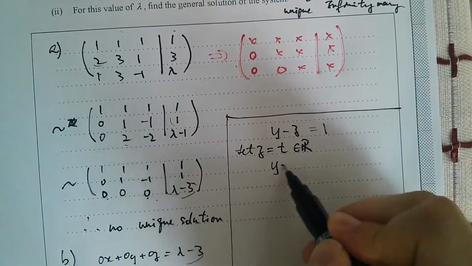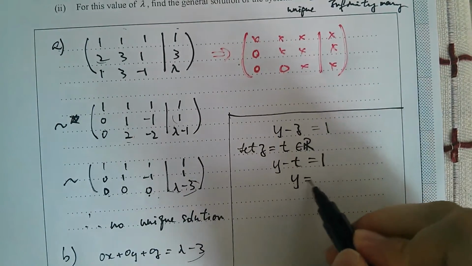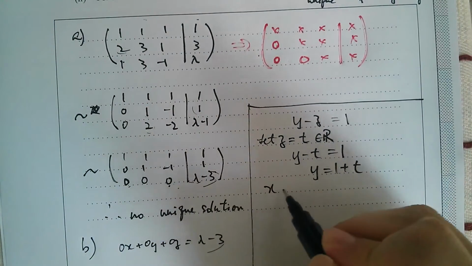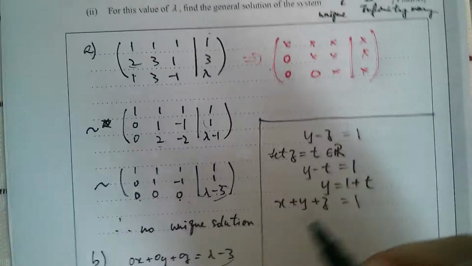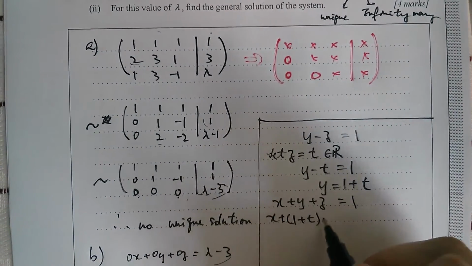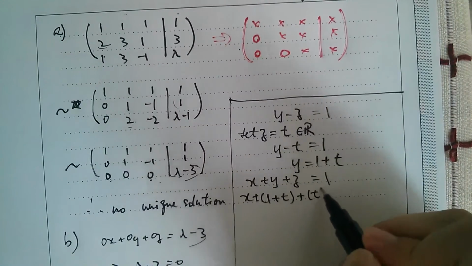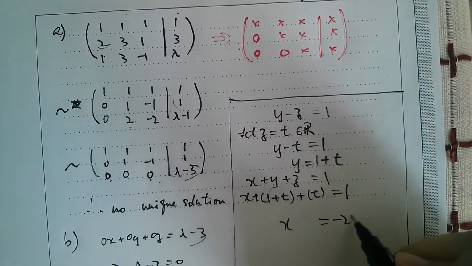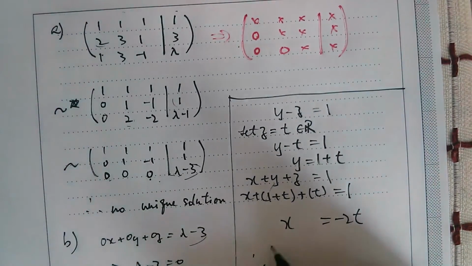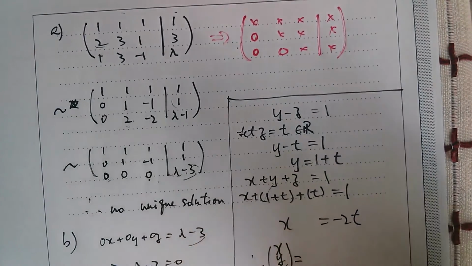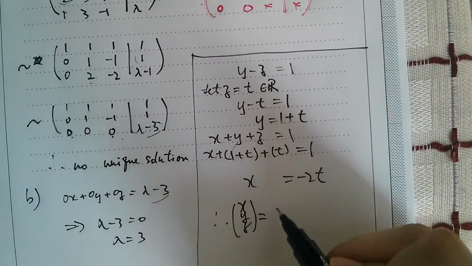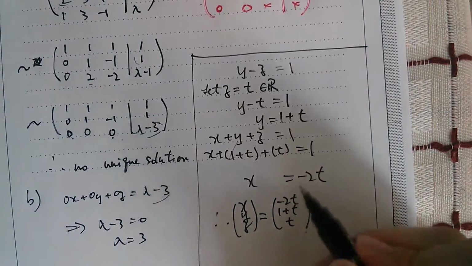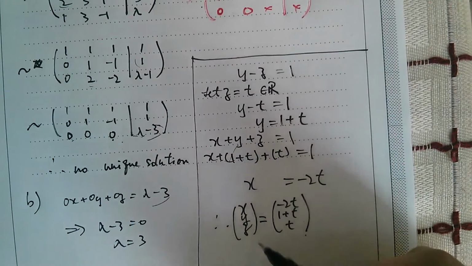Then we solve for y in terms of that. So y is 1 plus t. And then look at the first one: 1x plus 1y plus 1z equal to 1. But y is 1 plus t and z is t. Therefore, x simply equals minus 2t. And therefore, we usually write in vector form: x, y, z would be negative 2t, 1 plus t, and t, where t could be anything. So this is a general solution.